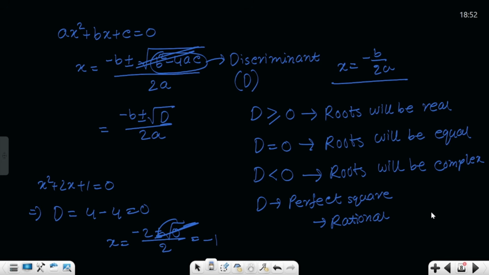Because if d is a perfect square, then the root of a perfect square will remove the square, right? So we will easily get a number which is rational only if a, b, and c also belong to what? Rational numbers. For then we will get rational roots. Clear?